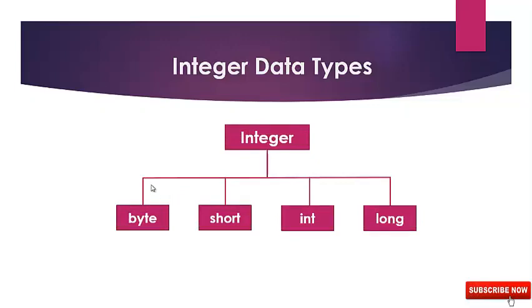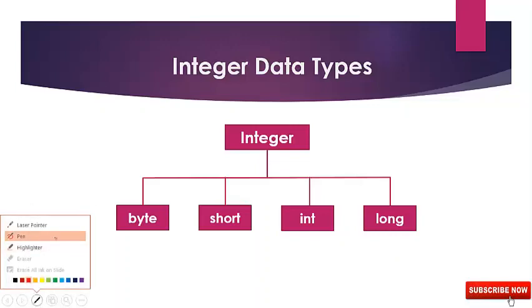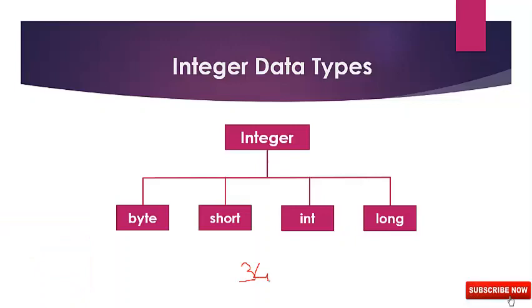These can be classified into 4 groups: integer data types, character data types, floating point data types and boolean data types. So first, what is integer data type? These data types are used to store whole numbers as a numeric value. For example, 34, minus 2, 100, these all are integer data types. The integer data types have subcategories: byte, short, int and long.